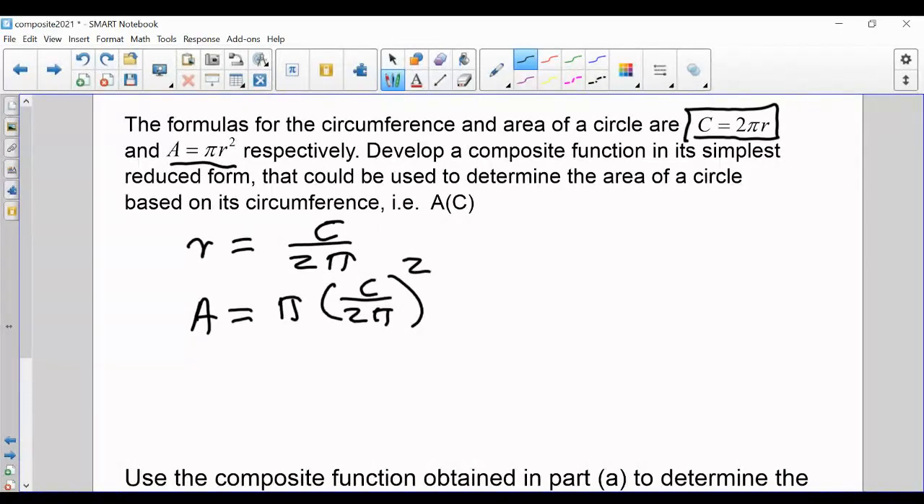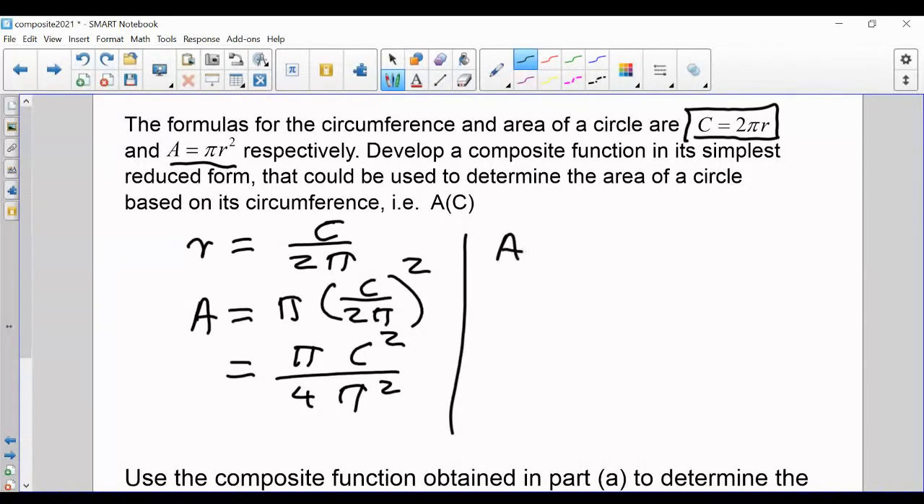So let's just see if we can simplify this some. So this would be pi times c squared over 4 pi squared. Hopefully that makes sense. I'm squaring the 2 and I'm squaring the pi. I'm squaring the c on top. The pi on the outside here doesn't get squared because it wasn't squared in the first place. So let's see if we can reduce this down some. So that should be equal to, that's my A. That's A now based on C. It's not based on R anymore, it's based on C.